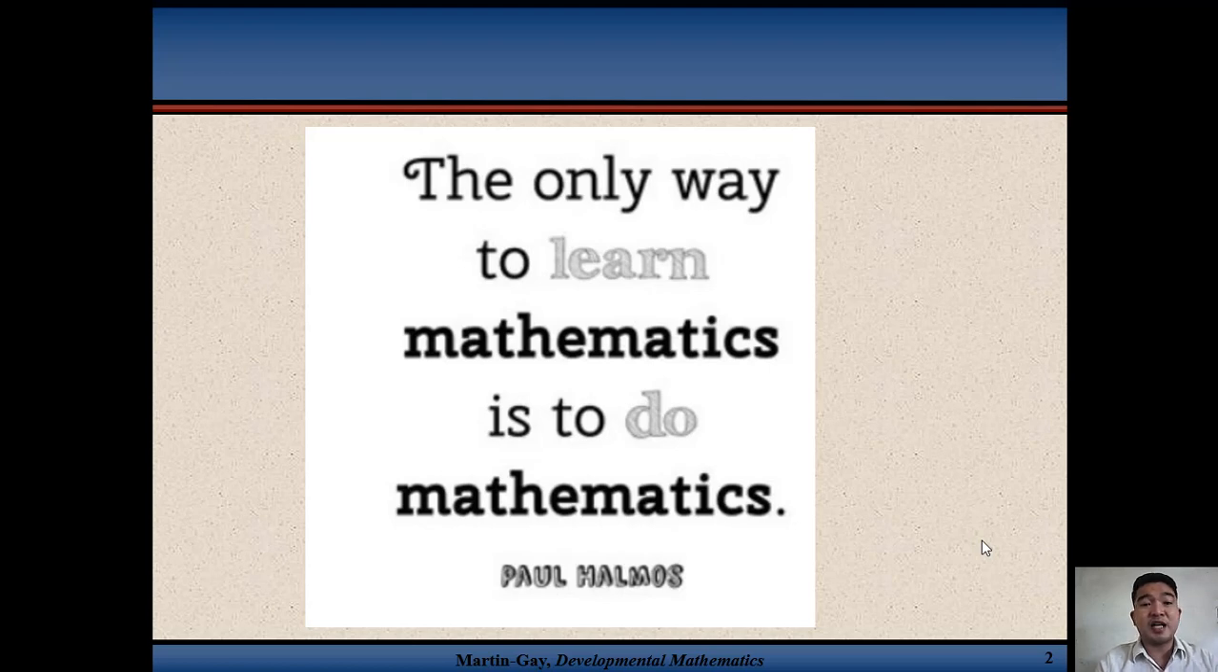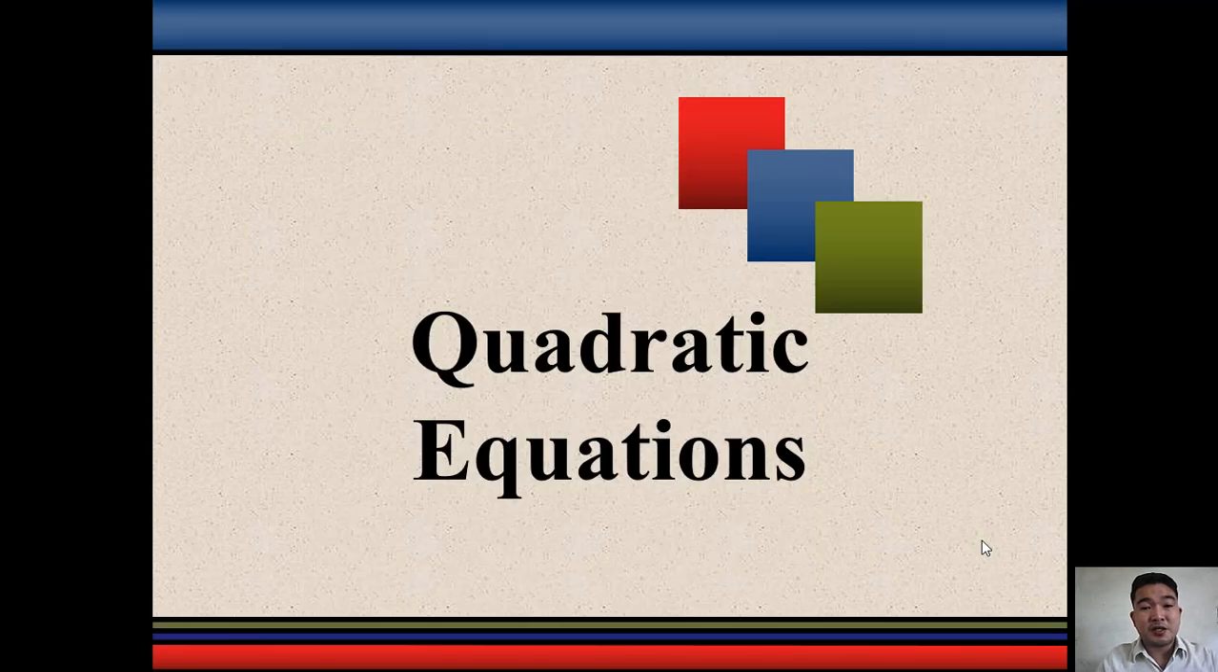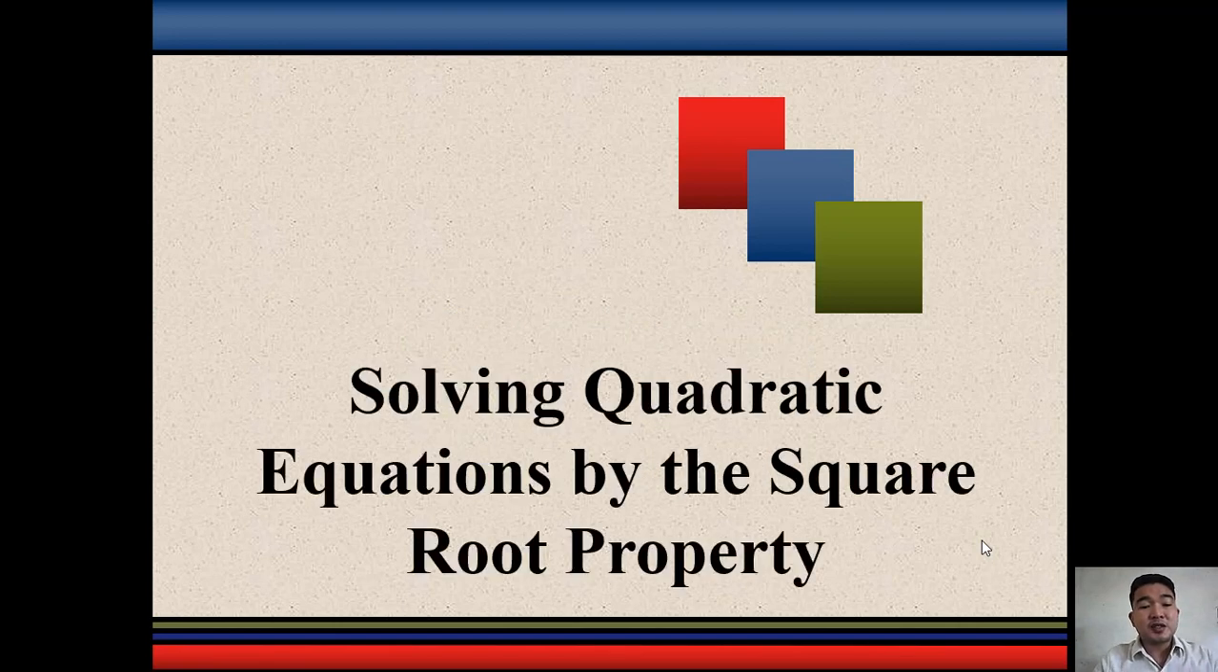So as a piece of advice, before we move on, I want you to get your lecture notebook and your pen and get ready to jot down and do the examples in our discussion. For today's lesson, we'll be dealing with quadratic equations. The first one is solving quadratic equations by the square root property. This is the first step in solving quadratic equations.